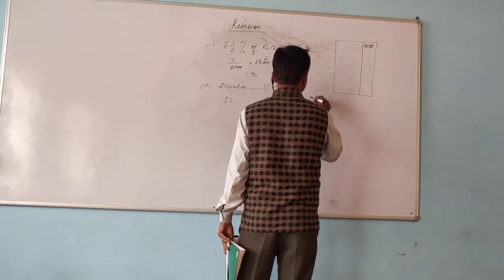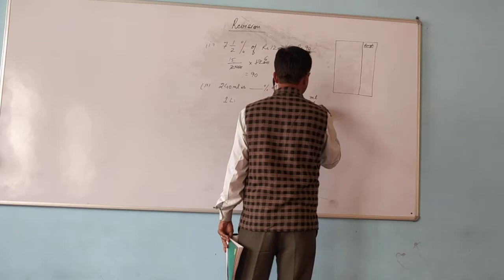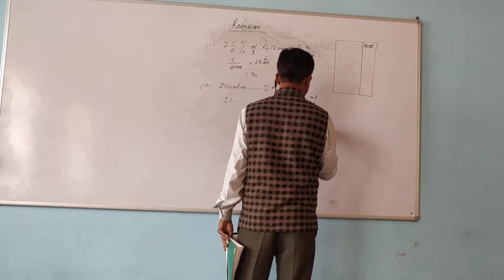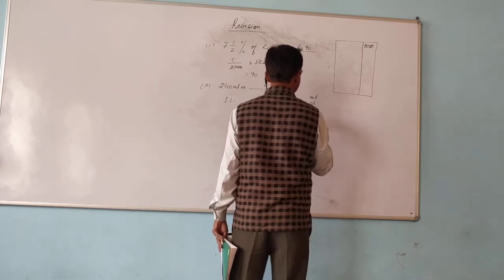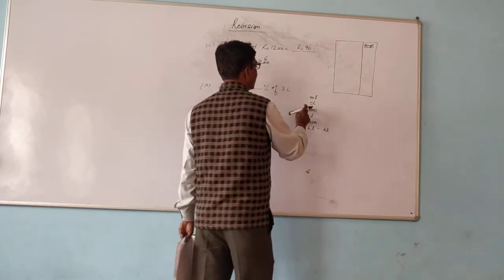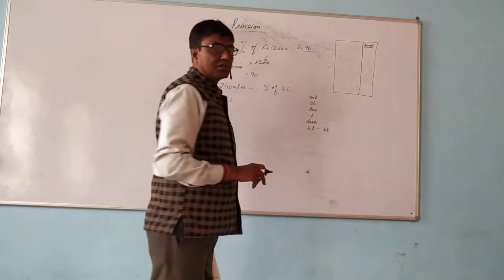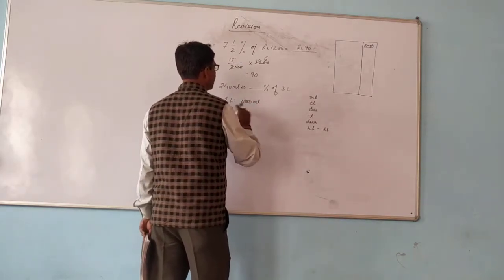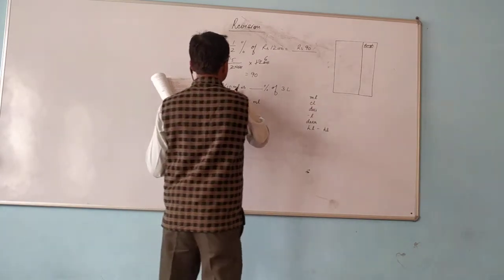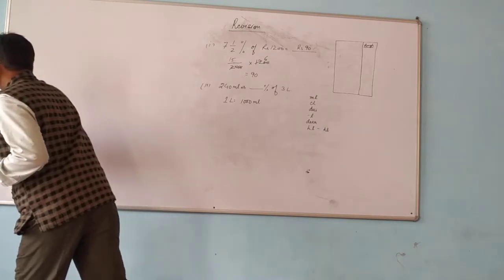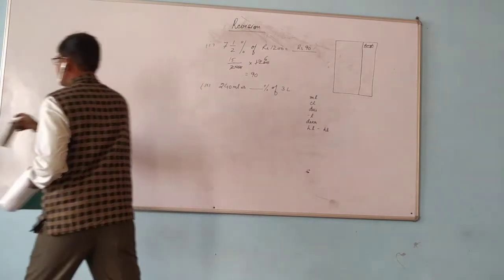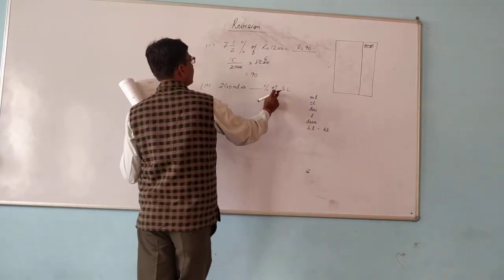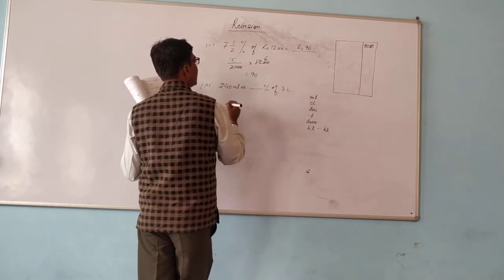See, this is milliliter, centiliter, deciliter, liter, decaliter, hectoliter, and this is kiloliter. So here is our liter, here is our milliliter. So 10 tens are 100, 100 tens are 1000. Means 1 liter is equals to 1000 milliliters. Clear? So now converting it, 3 liters becomes 3000 ml.